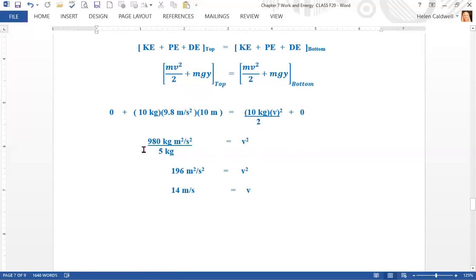So 980 divided by 5 will give us v squared. 5 into 980 gives you 196. Square root of 196 is 14, and it's in meters per second because it's velocity. At the bottom of the hill, we're going 14 meters per second.